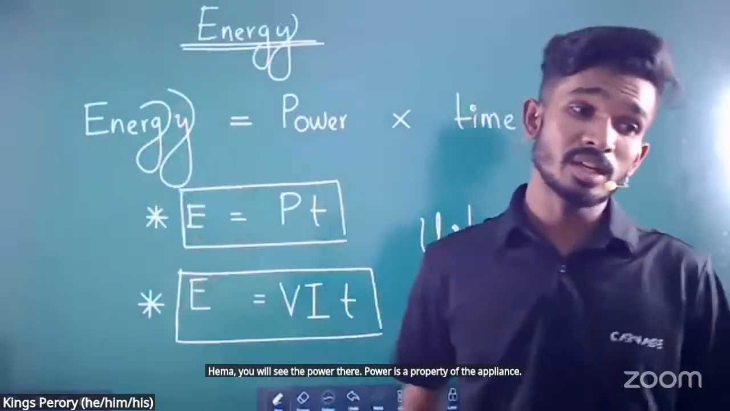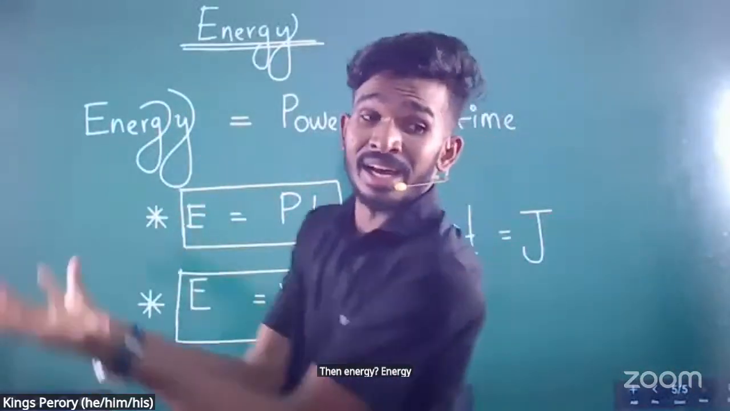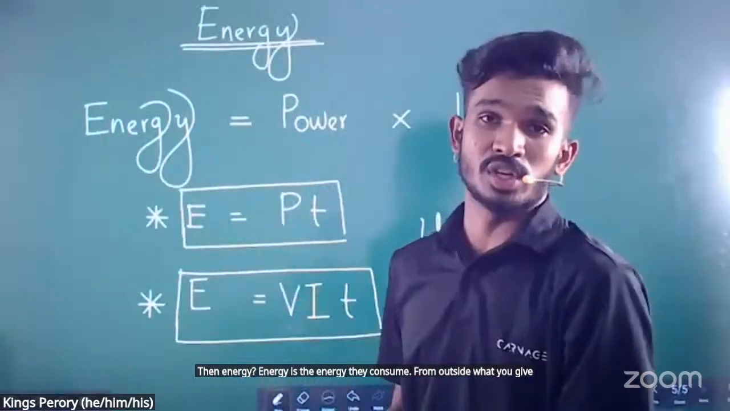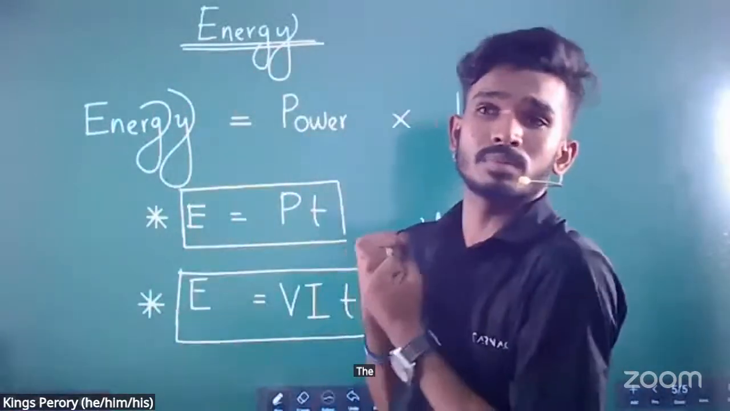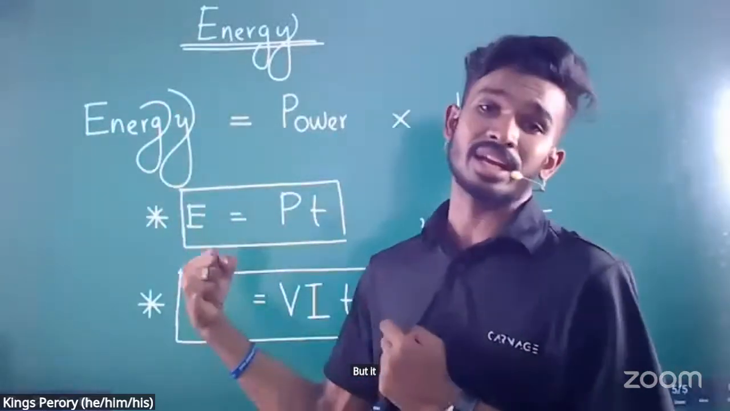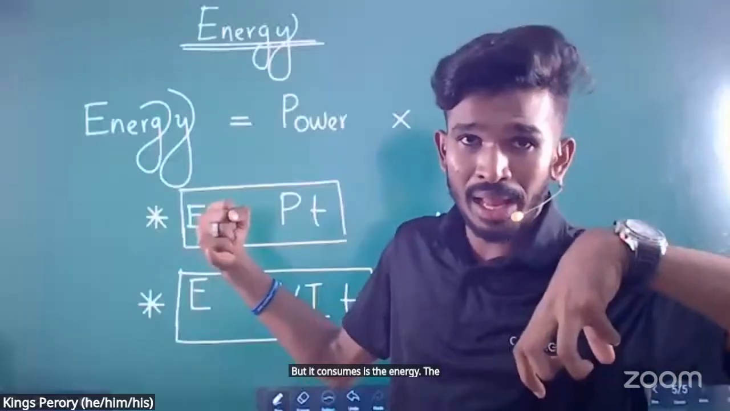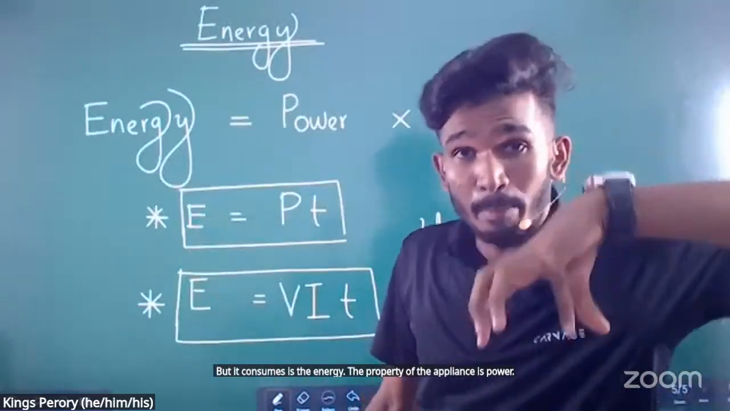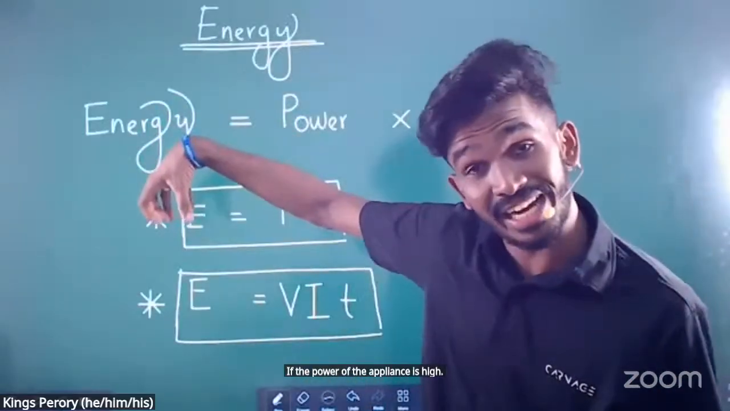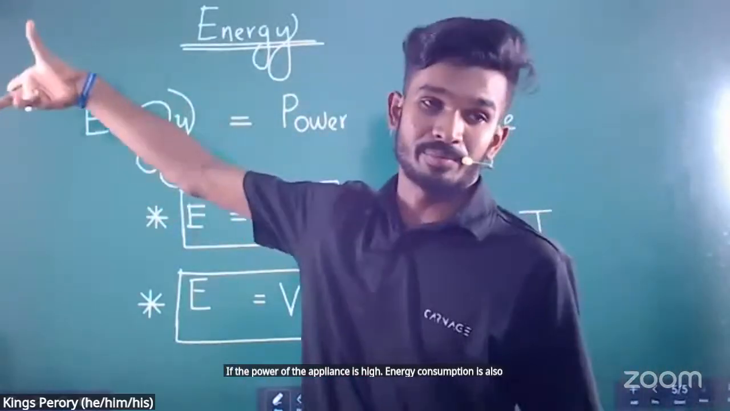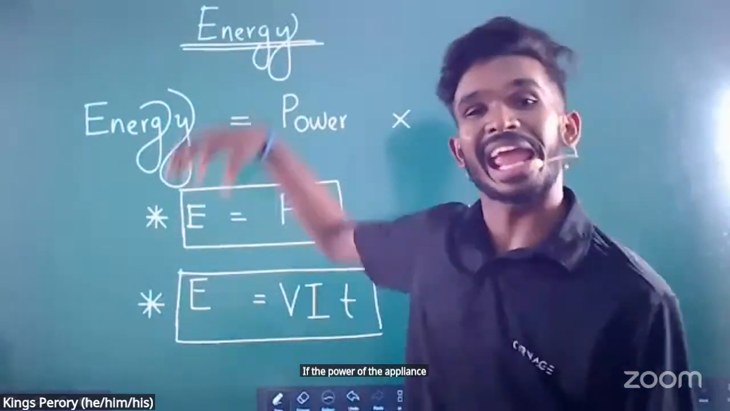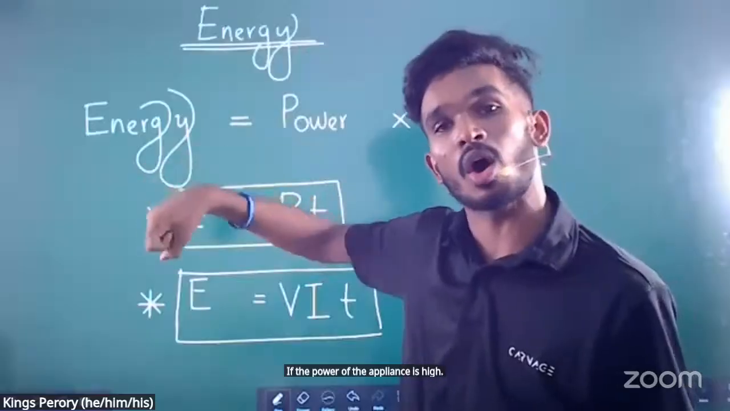Then energy. Energy is what the appliance consumes. What you give from outside is the energy. The consumed quantity is energy. The property of the appliance is power. If the power of the appliance is high, energy consumption is also high.